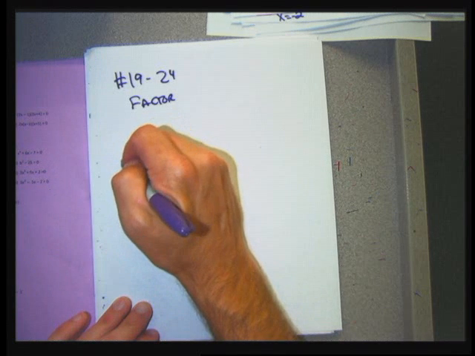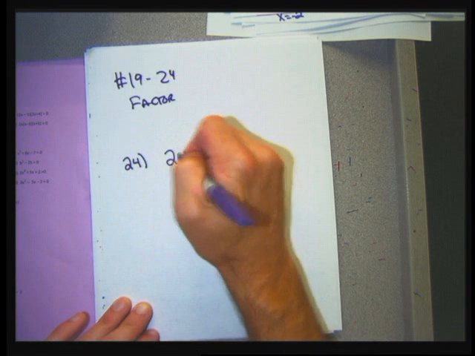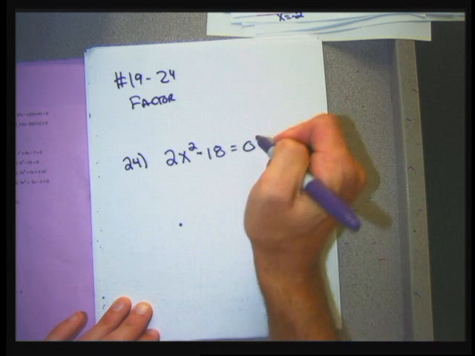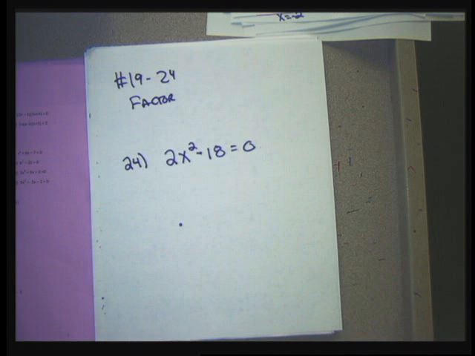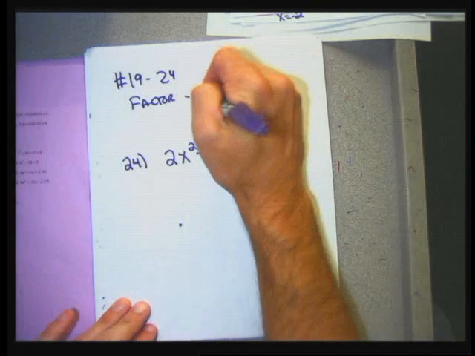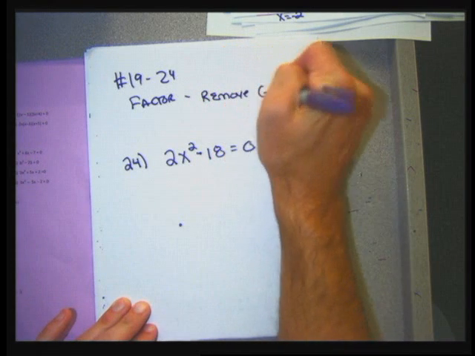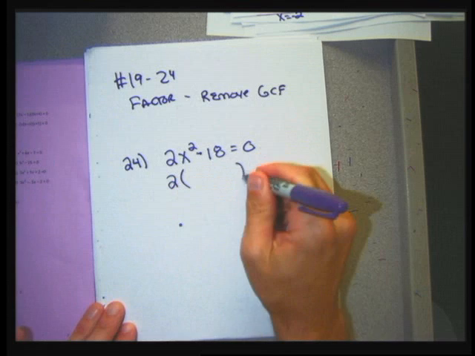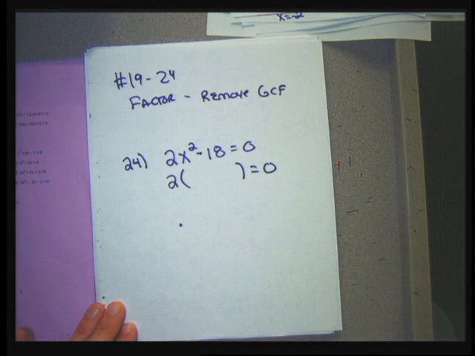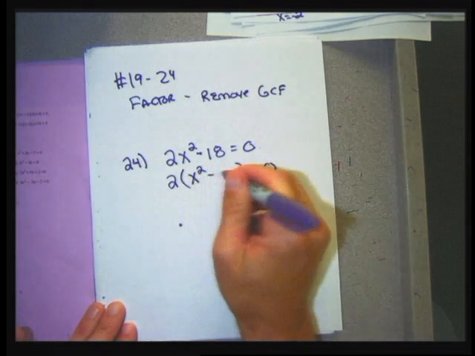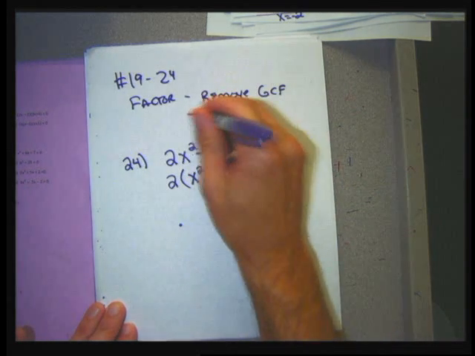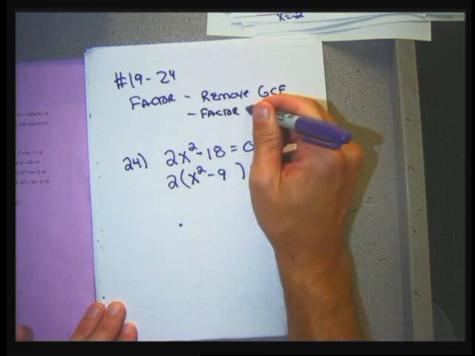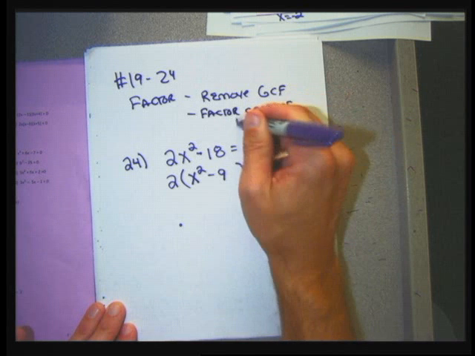If I look at a problem like 24, which is 2x squared minus 18 equal to 0, there's no parentheses to multiply out. It's set equal to 0. That's a good position. In order to get answers, I have to have the left side factored. And the first step in factoring for these problems is to remove the GCF. In problem 24, both 2 and 18 are divisible by 2, so I'm going to factor out a 2. When I factor out a 2, I divide each of the numbers by 2. I get a 1 in front of the x squared, and the 18 turns into a 9. So I remove the GCF, and now I'm going to factor the contents of the parentheses.